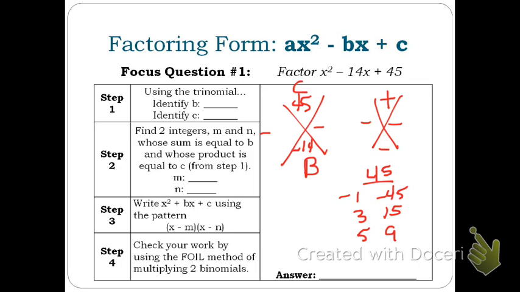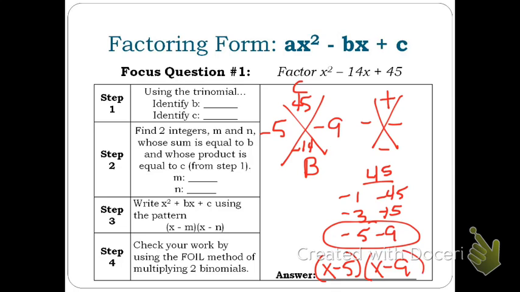We know they all have to be negative answers, so the only one that adds up to negative 14 is negative 5 and negative 9. Negative 5 and negative 9 do add up to negative 14. Same signs add. So our final answer is x minus 5 times x minus 9.